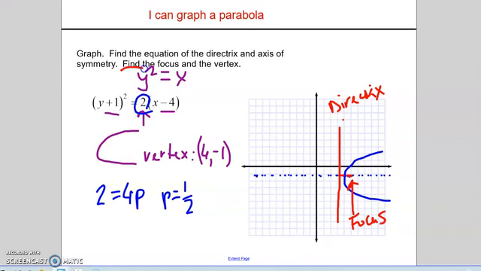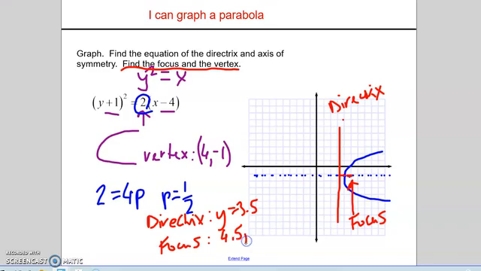Okay, so maybe the problem is looking for actual coordinates for those, so let's get those down. The directrix is a line, x equals something. The vertex was at 4, so I'm 1/2 before 4, so that would be x equals 3.5. And then the focus would be 1/2 the other way, so I have 4.5 for my x and -1.